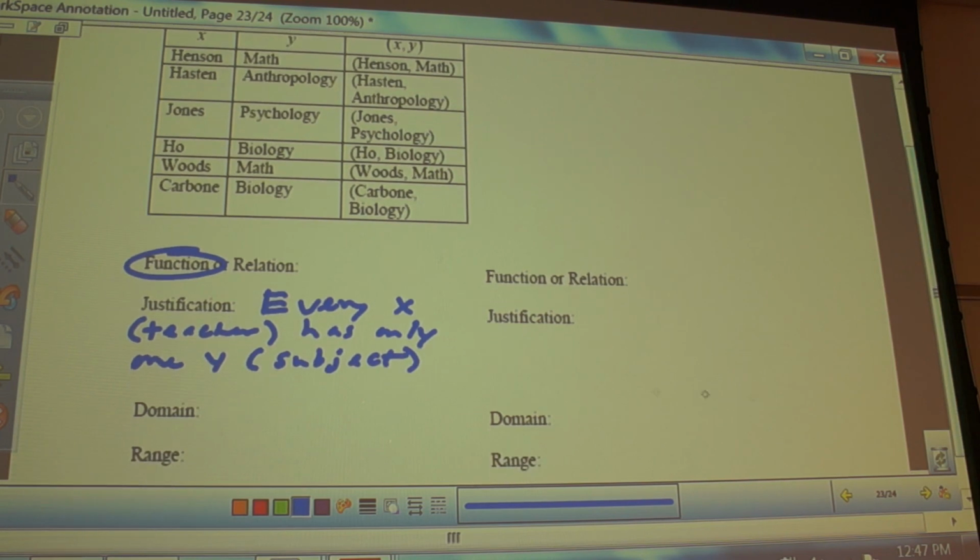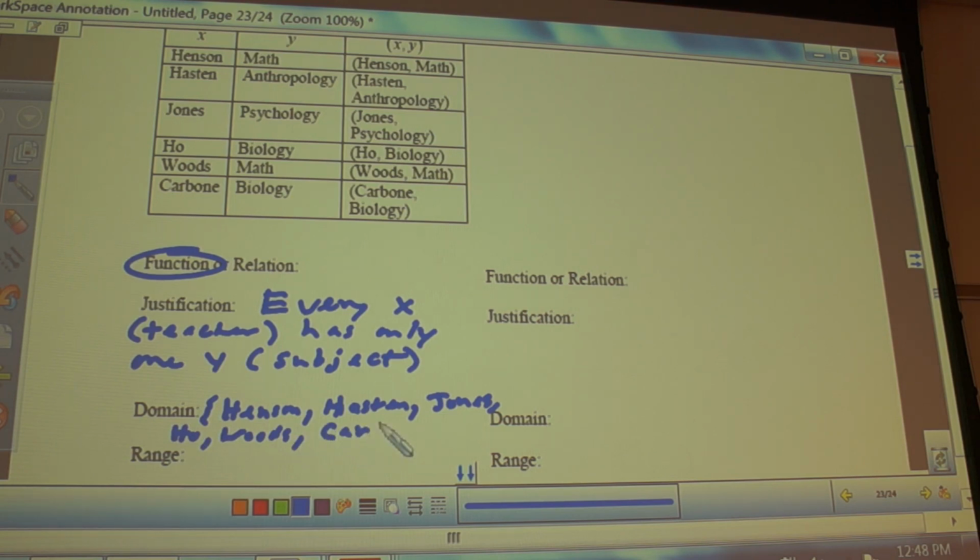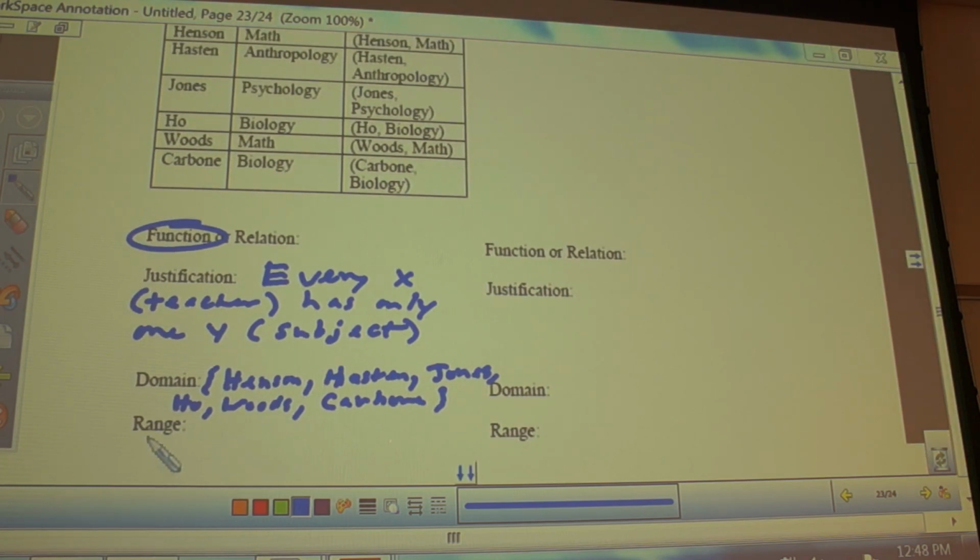Okay, what's my domain? Squiggly line and then Henson. This is the hard part. Haskins. Jones. I think Jones retired, I don't remember Jones. Poe. She's the dean now. Woods. And Carbone. And then the range would be the subjects. So the subjects are math. You can shorten these: anthro, psych, and bio.